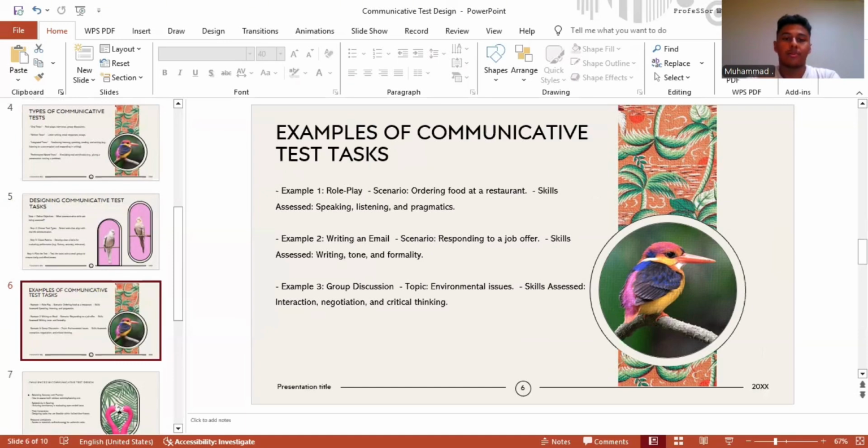Example 1, role play. Scenario: ordering food at a restaurant. Skills: assesses speaking, listening, and pragmatics. Example 2, writing an email. Scenario: responding to a job offer. Skills: assesses writing, tone, and formality. Example 3, group decision. Topic: environmental issues. Skills: assesses interaction, persuasion, and critical thinking.